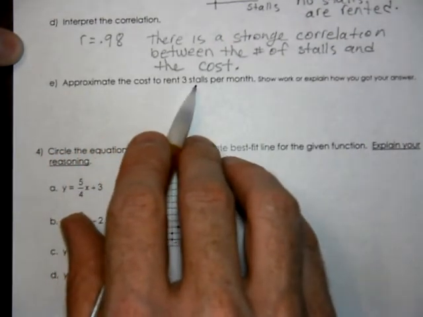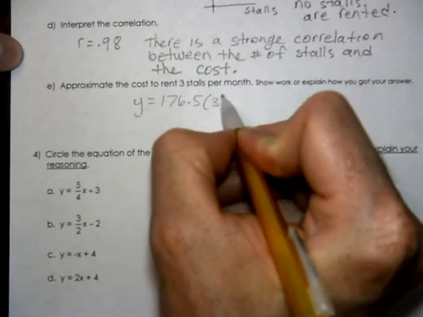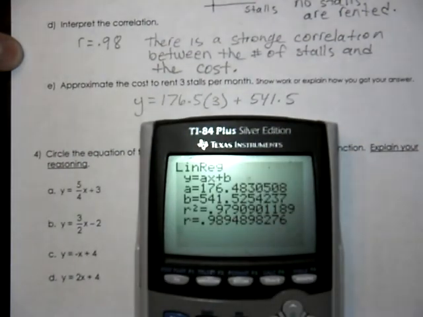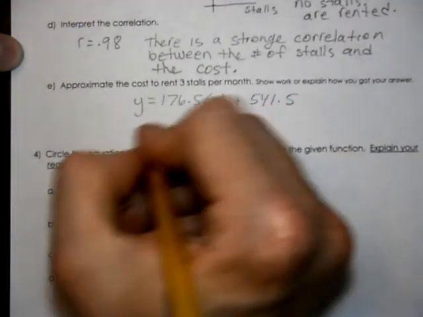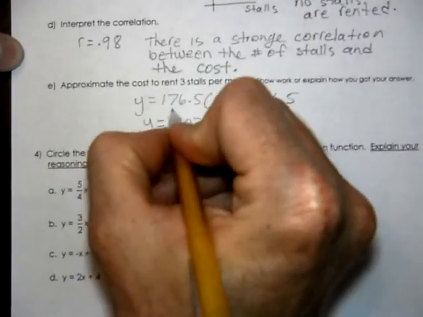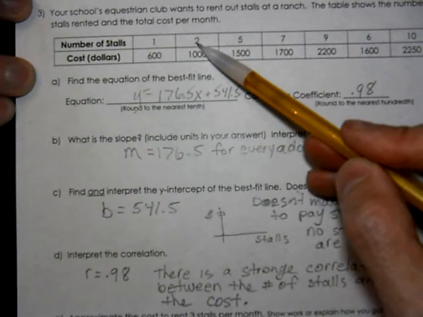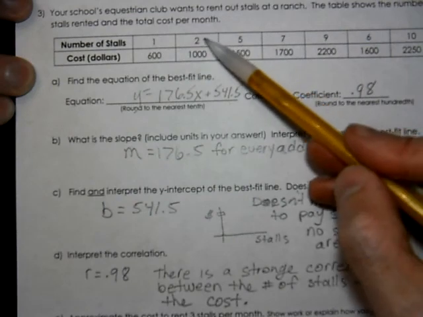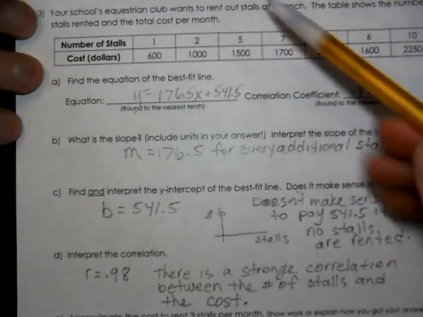Approximate the cost to rent 3 stalls per month. Well, if you have an equation of 176.5 times 3, but we're going to start out with a flat fee of $541, using your calculator, 176.5 times 3, and then add 541.5 to that, we're going to get $1,071. If you compare that to what we have up here, at 2 we're paying $1,000, at 5 we're paying $1,500, so 3 is in between those two, which is going to be $1,071. Alright?